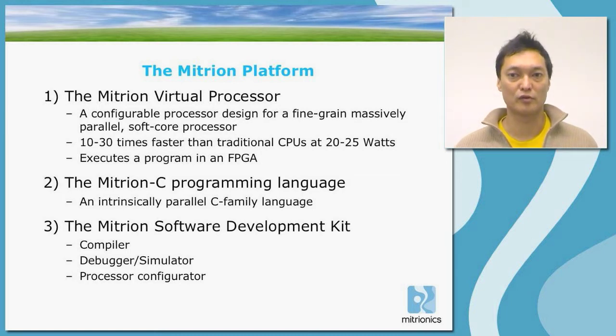Apart from the Mitrion Virtual Processor, Mitrionics has also developed the Mitrion C programming language. Mitrion C is an intrinsically parallel C family language that we use to write programs for the Mitrion Virtual Processor. And finally, we have the software development kit containing compiler, debugger, processor configurator, and all the other aids and tools that you need for programming in Mitrion C.